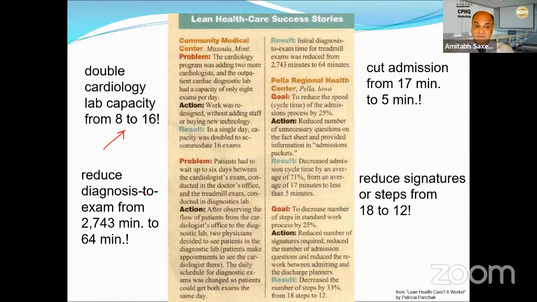They could achieve that. One hospital had a problem where patients had to wait up to 6 days between the cardiologist exam conducted in the doctor's office and the treadmill exam conducted in the diagnostics lab. Now you'll be surprised to know that our processes are like that.